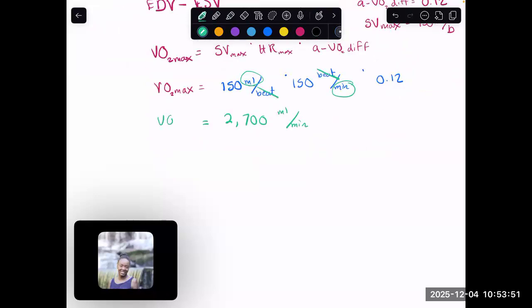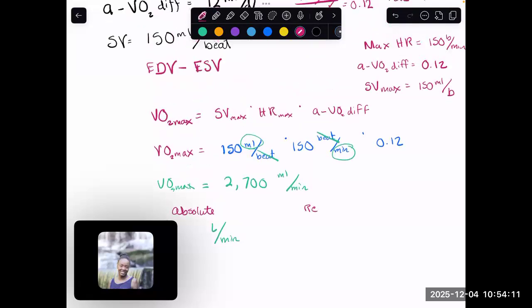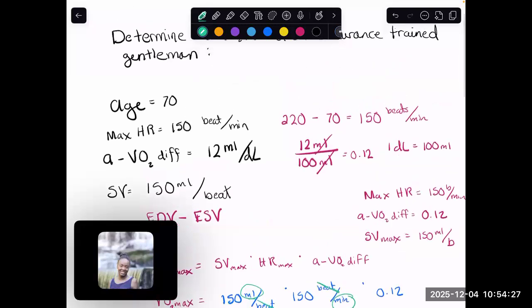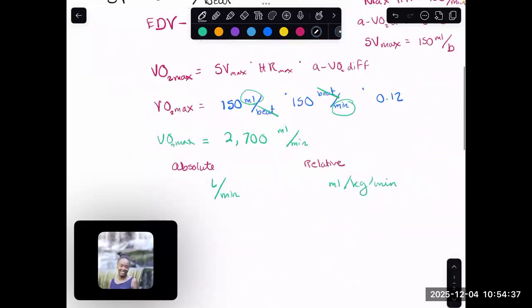So now, once we have this answer, we're going to go ahead and display this in absolute terms and relative terms. And so we normally use the units liters per minute for absolute, and then we use relative milliliters per kilogram per minute. And I completely forgot to bring up the gentleman's weight, which is 75 kilograms. We're just going to skip along until we remember. So his weight is 75 kilograms. That's important when we express this in relative terms.